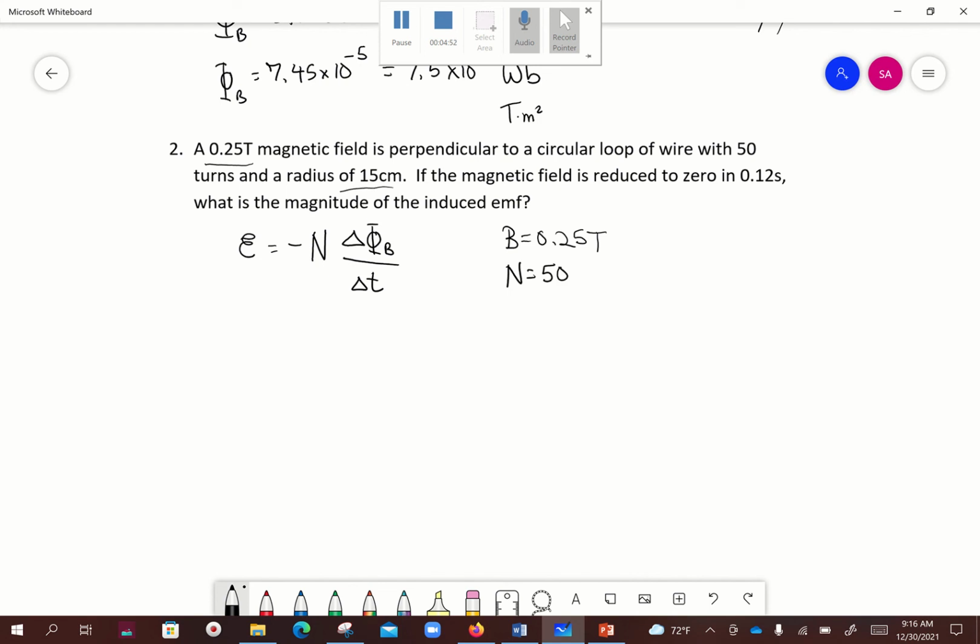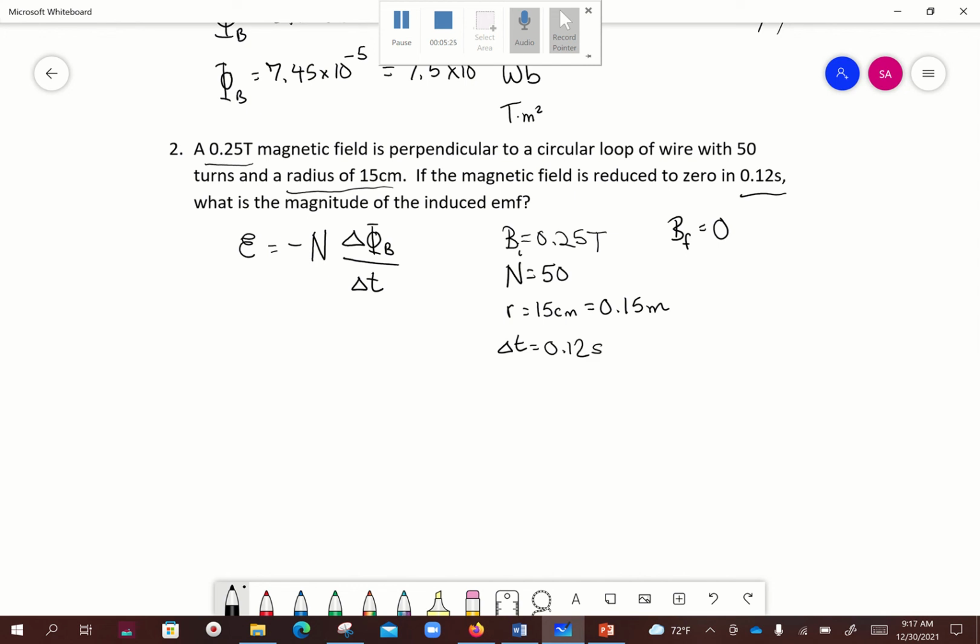And a radius of 15 centimeters. So I got to turn that into meters. So divide by 100, 0.15 meters. And then I'm going to reduce the magnetic field to 0 in 0.12 seconds. So our initial magnetic field is 0.25. Our final magnetic field is 0. And the time that it takes, delta t, is 0.12 seconds.